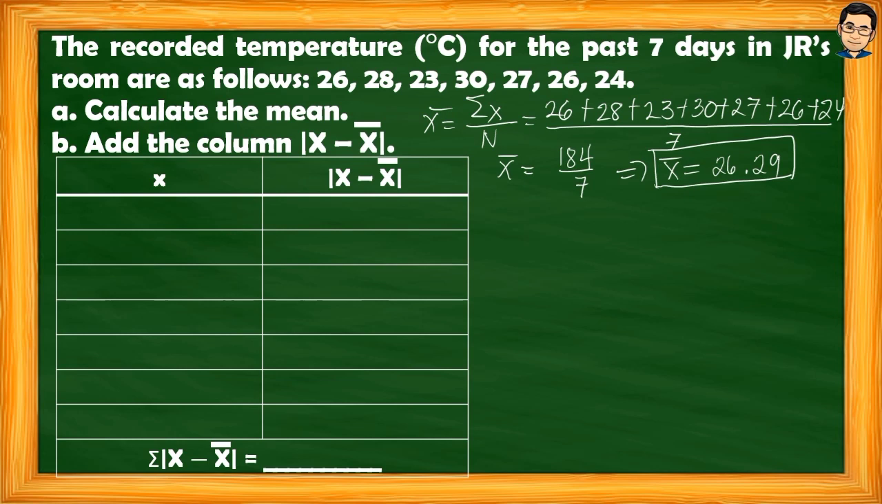Next, ilista natin yung mga temperature dito sa first column. So, 26, 28, 23, 30, 27, 26, 24. Okay. Next, subtract ngayon natin yung 26.29 dun sa mga temperature, individual temperature. So, una, 26 minus 26.29. So, ang makukuha nating difference is negative 0.29. So, sulat natin.